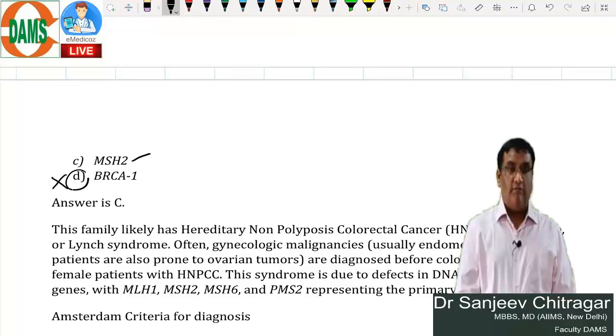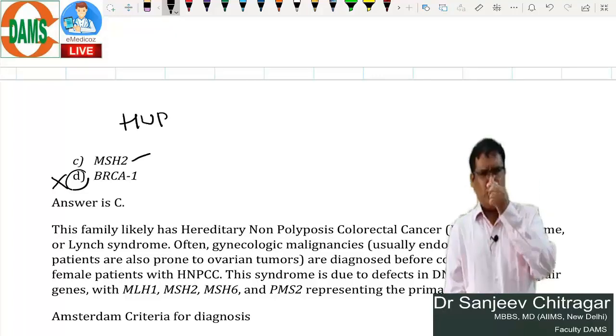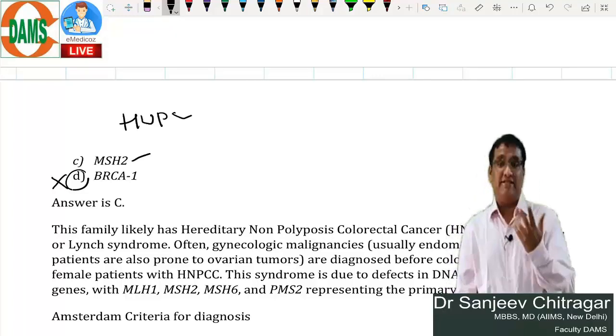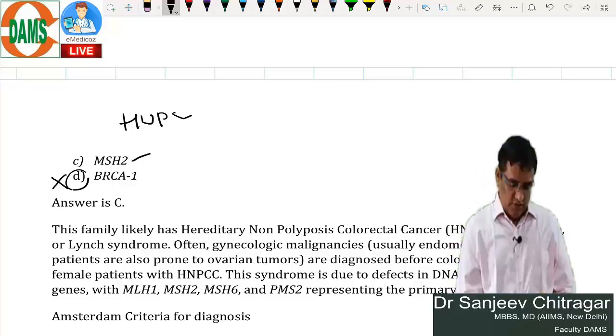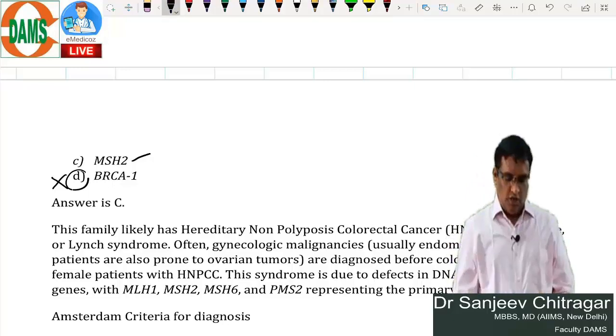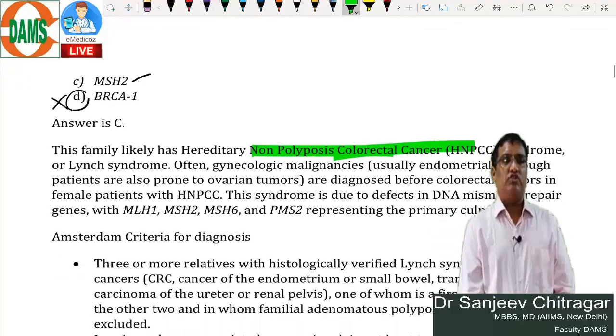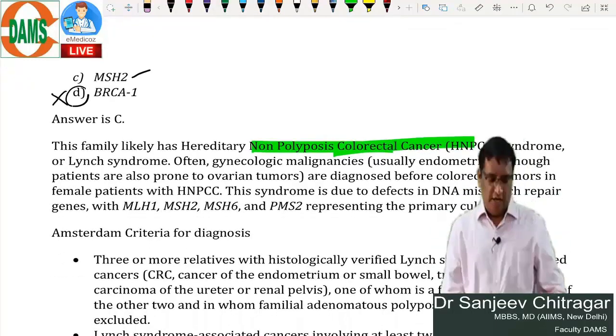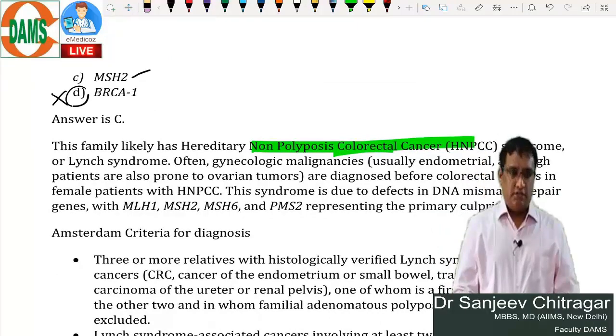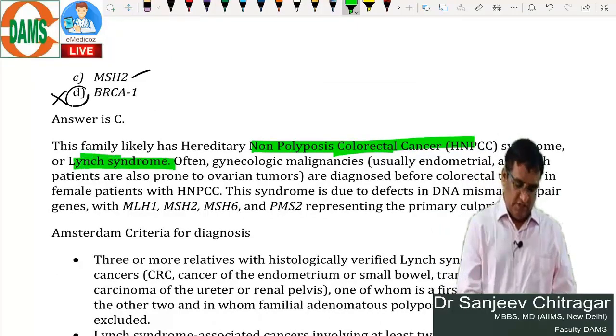MSH2. So this is actually HNPCC. What is HNPCC? Hereditary non-polyposis colorectal cancer, HNPCC. And the syndrome that we call with this HNPCC is the Lynch syndrome. That's called the Lynch syndrome. So the patient is having Lynch syndrome.